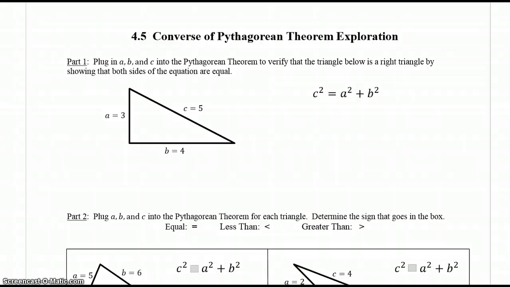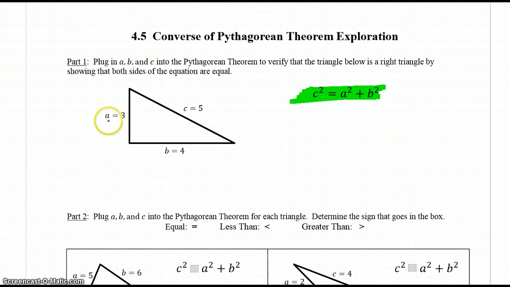Okay, so today we're talking about section 4.5, the converse of the Pythagorean theorem. In part 1 it says plug in A, B, and C into the Pythagorean theorem to verify that the triangle below is a right triangle by showing that both sides of the equation are equal. We know from yesterday's lesson that the Pythagorean theorem can only be used for a right triangle. So if this statement is not true for the triangle, it cannot be a right triangle. So let's test it out.